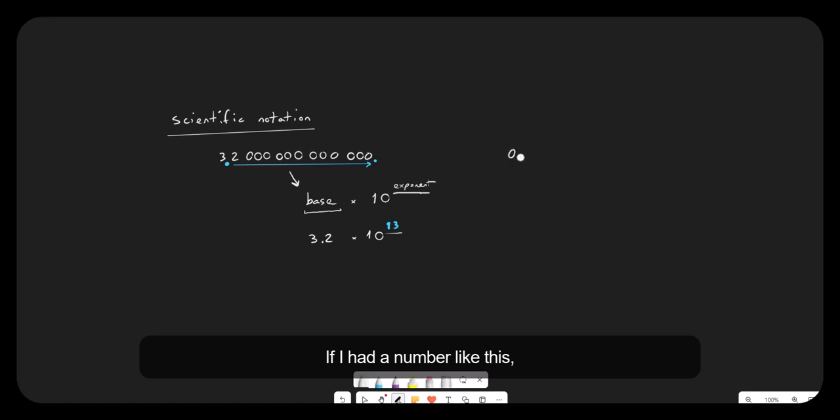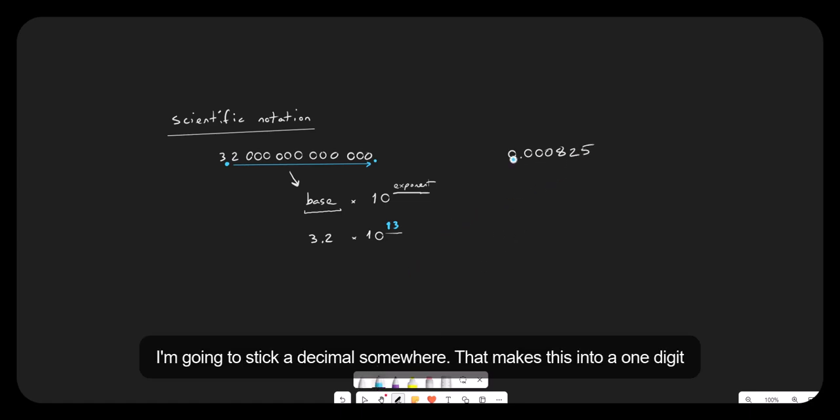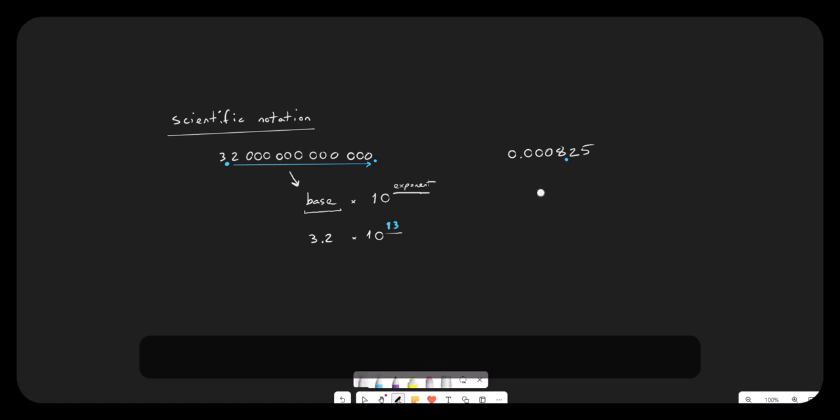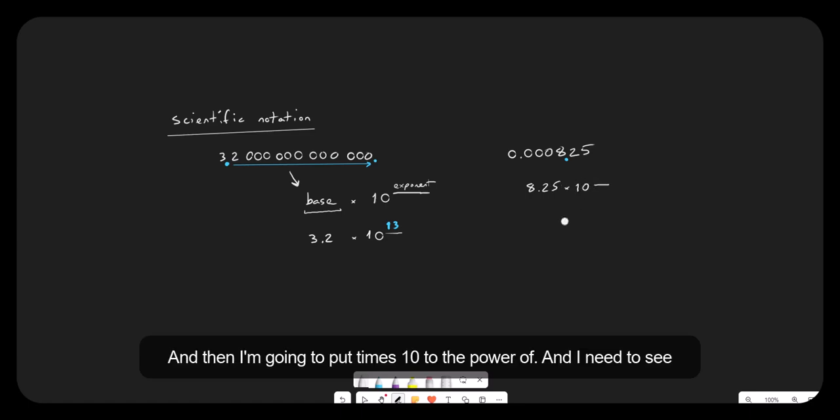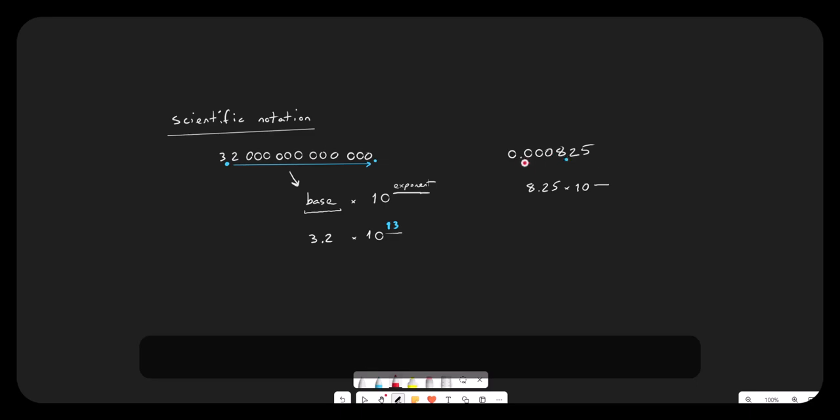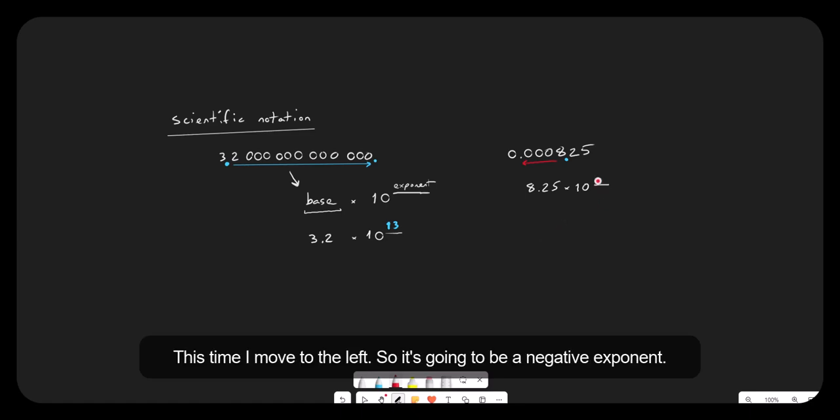If I had a number like this, I'm going to stick a decimal somewhere that makes this into a one digit before the decimal number, and that is right here. Now it's 8 point something, 8.25. And then I'm going to put times 10 to the power of, and I need to see where this thing has to go to get the point back to where it was. So I'm going to move left 1, 2, 3, 4 spaces. This time I move to the left, so it's going to be a negative exponent.